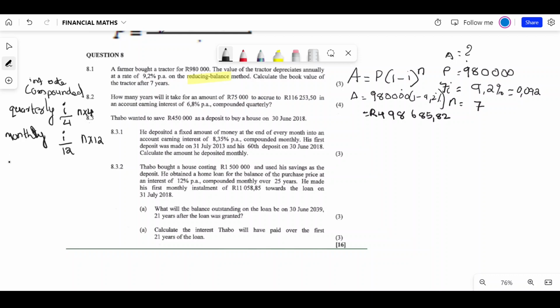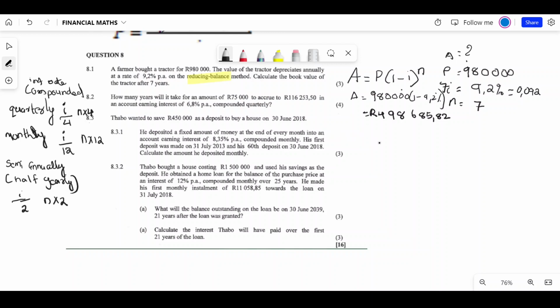Now if the question says semi-annually, or sometimes half yearly, both have the same meaning, half yearly. Then you divide the i by 2 because there are 2 half years in a year, and you multiply the n by 2. Okay, semi-annually or half yearly. So that is just a reminder about your grade 11 work. Let's go to 8.2 now.